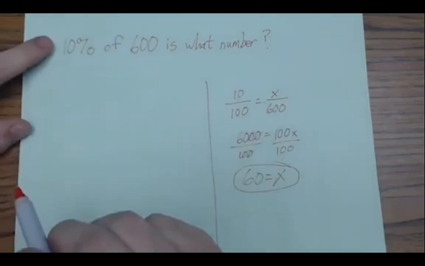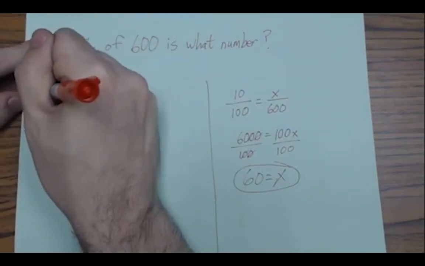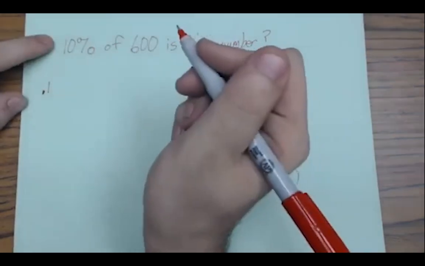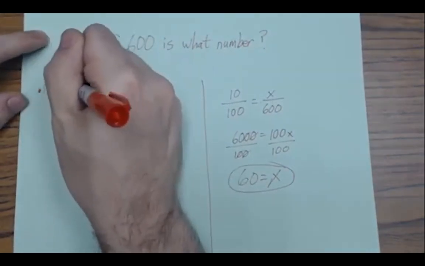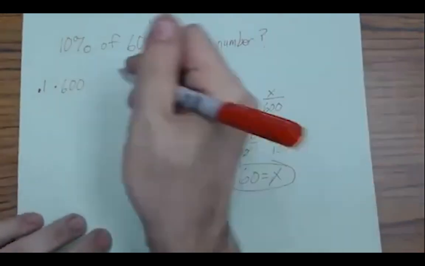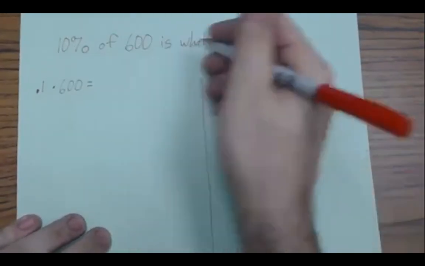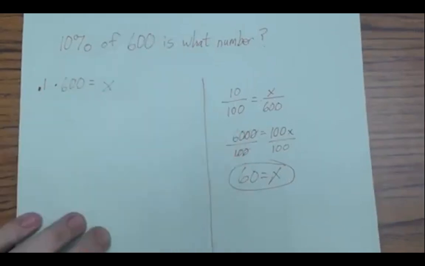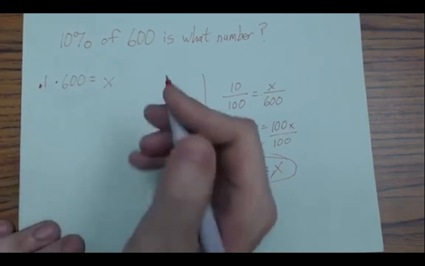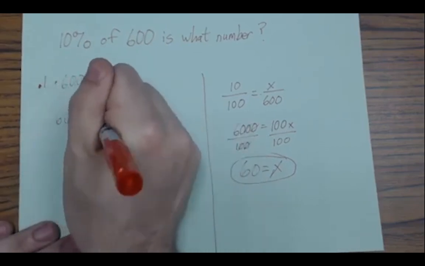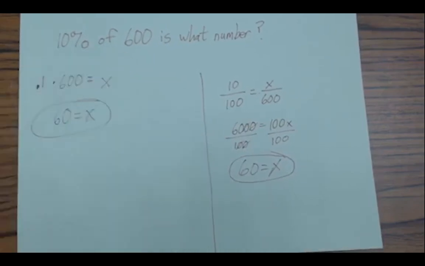You could also do that by direct translation. 10% is 0.1 or 0.10. Of 600 means times 600. Of means times. Is equal, what number? That's x or n. And 0.1 times 600 is 60. So that's our other way of getting there.